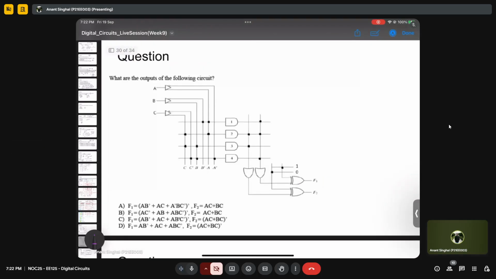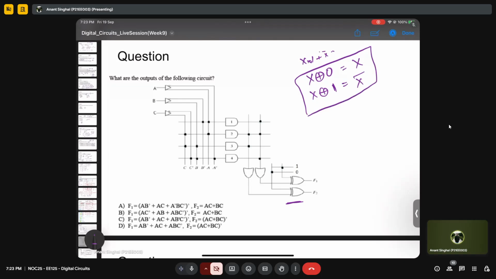This is a more complex problem, I would say, but again, this is simple only. It says, what are the outputs of the following circuit. It is the same PLA, just it has two more connections of XOR gates. You might know that if we take X XOR 0, this will be X into 1 plus X. So this will give you the actual output and this will give you the complement of the output. Here one of the XOR gates is connected to 1 and the other is connected to 0.